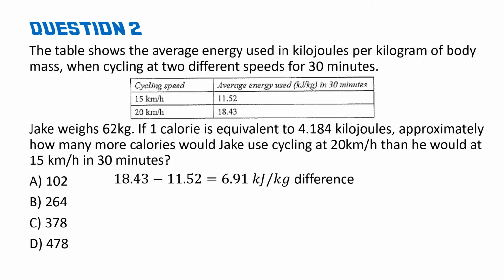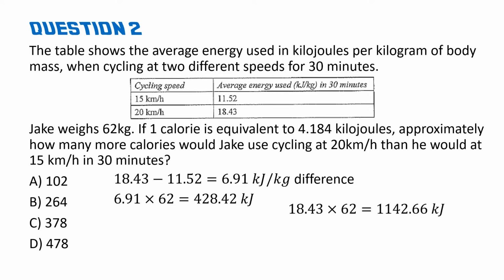Now that's per kilogram. Now we know that Jake weighs 62 kilograms, so we're going to multiply that by 62 to find out that the difference between those two speeds, Jake is going to be using 428.42 kilojoules. Right, that's just the difference. Now, the other way we could have worked this out is we could have worked it out for each individual one. So we could have said, well, for 11.52 and 18.43.